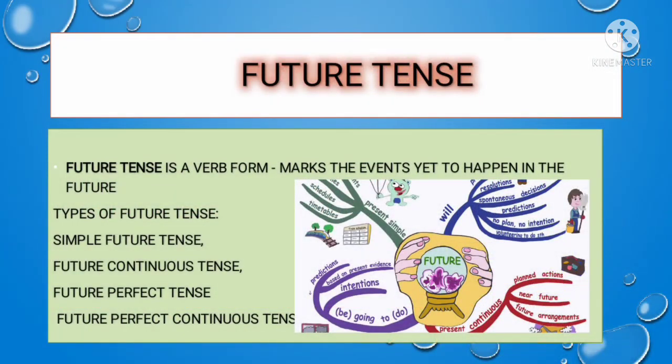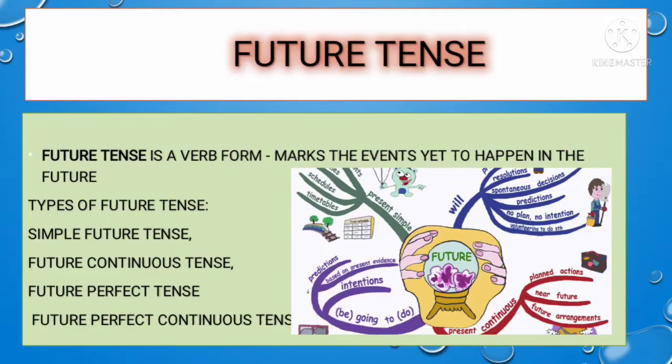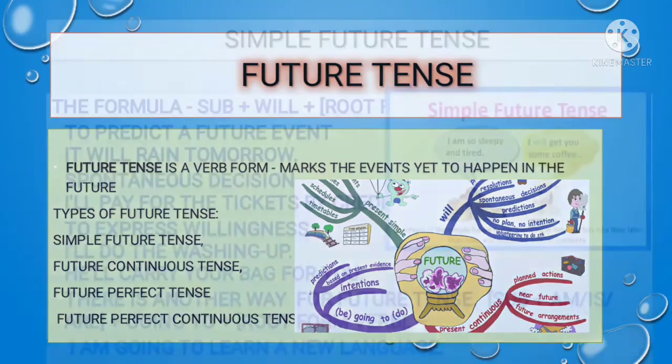Next is future tense. Future tense marks the events yet to happen in the future. It's not yet happened. Same as the past tense and present tense, it also has four forms: simple future, future continuous tense, future perfect tense, and future perfect continuous tense.